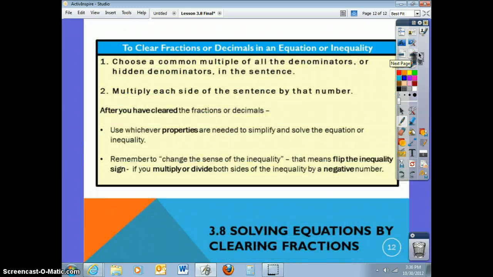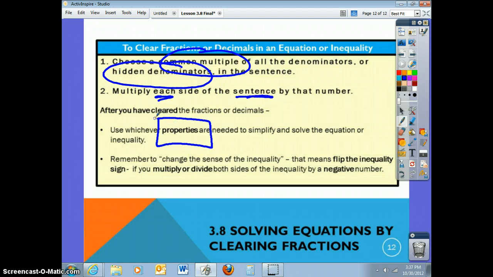Okay, so just a summary. To clear fractions or decimals, choose a common multiple, or choose a hidden denominator for the decimals. Multiply each side of the sentence and every element of a sentence by that number. And then after you've done all that clearing, use your properties to simplify, and then if you do end up in a situation where you have a negative ax and a b over here, then be sure to change the sense of the inequality when you divide both sides by negative a. And that is lesson 3.8.